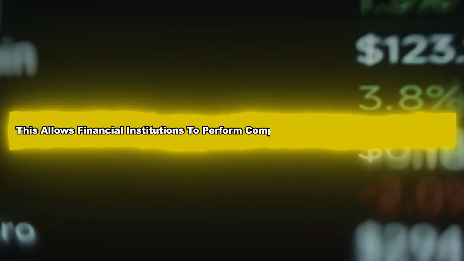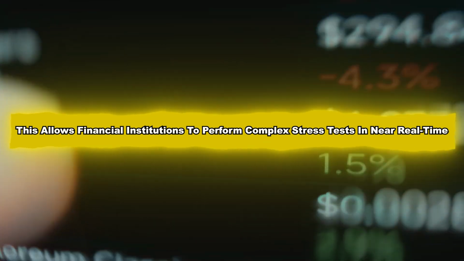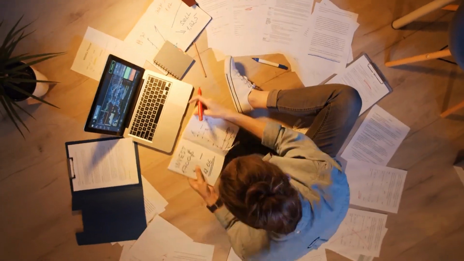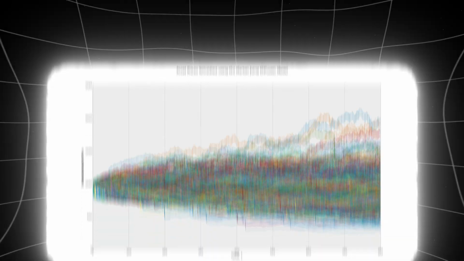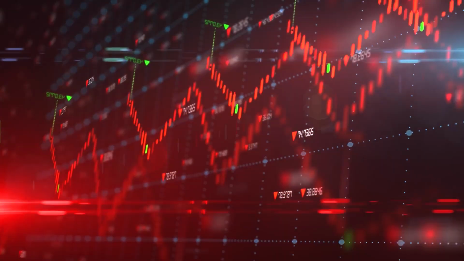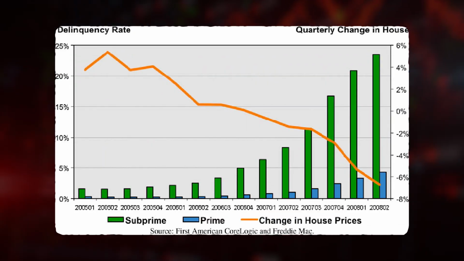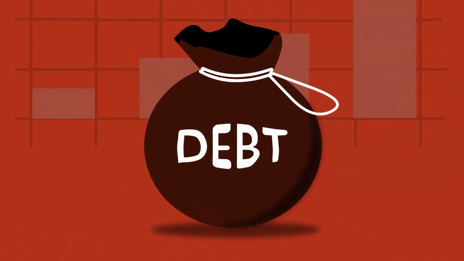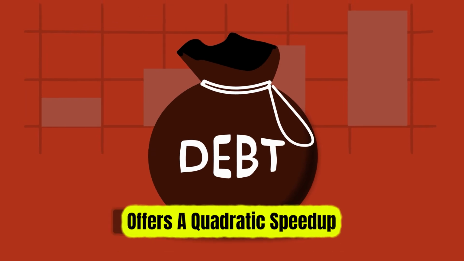In the context of value at risk or credit risk analysis, this allows financial institutions to perform complex stress tests in near real time, rather than over several hours or days. This capability is not just about making more money, it is about systemic stability. If we had possessed quantum risk modeling during the 2008 financial crisis, we might have seen the contagion of subprime mortgages collapsing through the entangled web of global debt before it was too late to act.